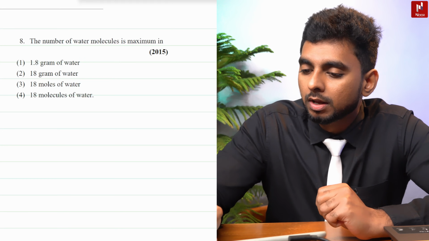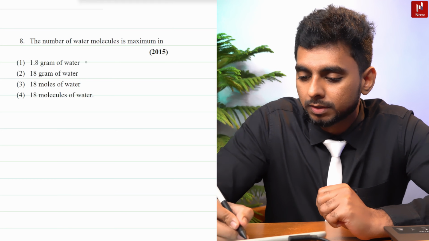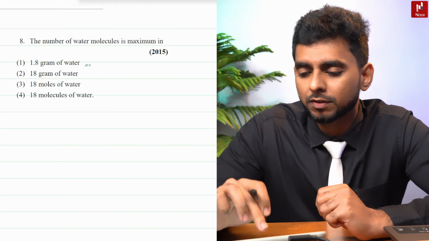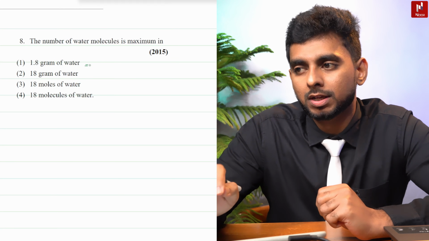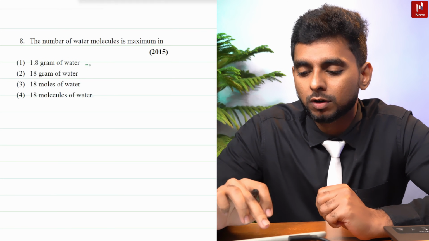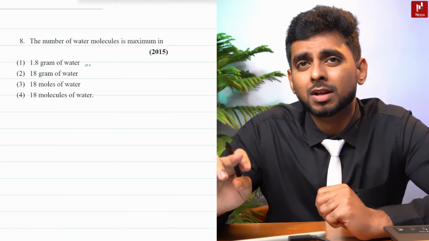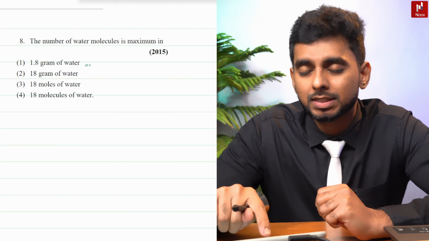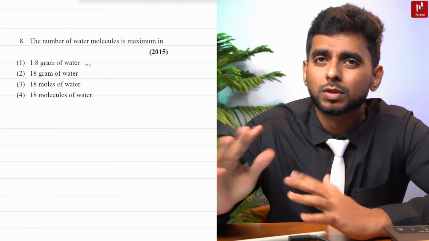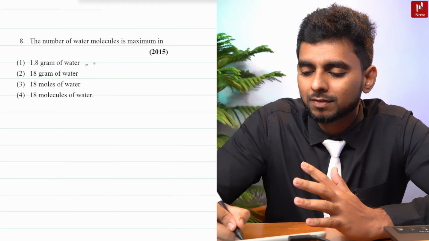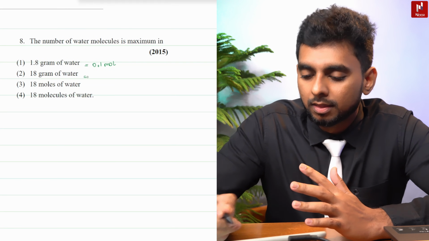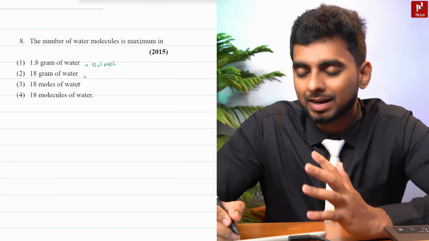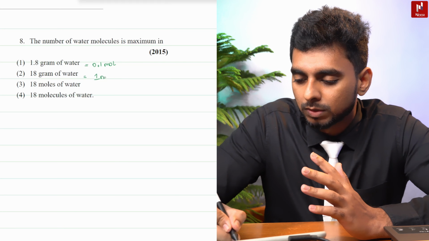Got it? Here for the first one, they have given you 1.8 gram. I know in 18 grams of water, I'll have 1 mole. In this situation, it is 1.8. Therefore, if you do the ratio logic, you'll get 0.1 mole of water in it. Got it? Then in option 2, 18 gram. Therefore, it will be straightly matched with 1 mole.